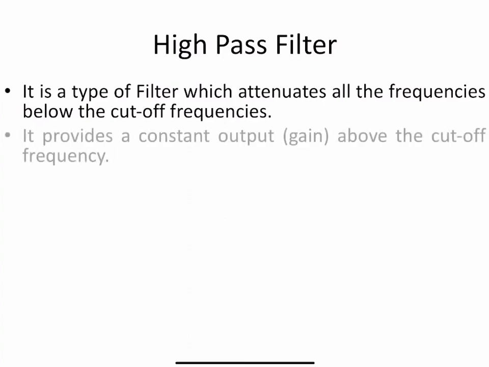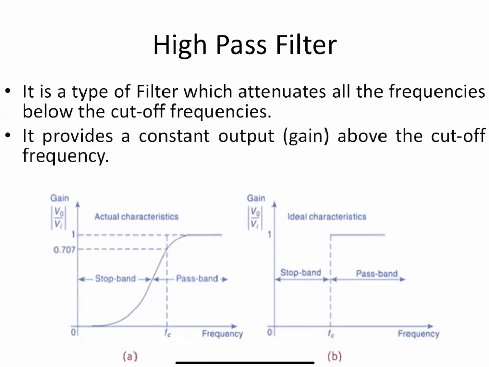It provides a constant gain above cutoff frequency. In figure B, you can see the response curve for an ideal high pass filter. From 0 to cutoff frequency FC, there is a stop band, or you can say gain is 0, but in the pass band gain remains constant, that is 1 in the pass band. This is the characteristic for the ideal high pass filter.